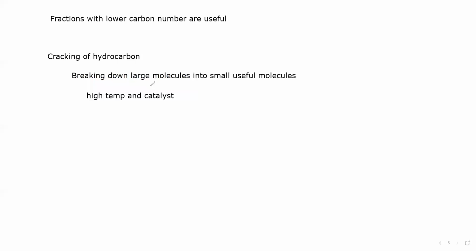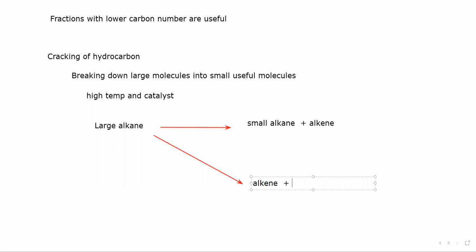So for example, if we have a large molecule and all these hydrocarbons are alkanes, what are the products? We have a large alkane. When we supply heat energy, there are two possibilities. It might produce a small alkane and an alkene. This is one possibility. The second possibility, it might produce alkene and hydrogen. So these are the two possibilities when we crack a hydrocarbon.